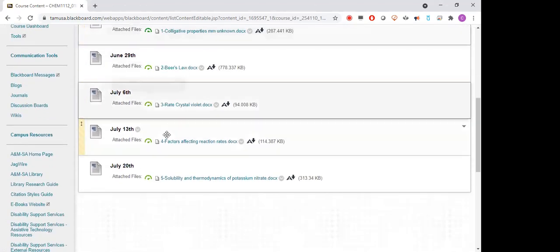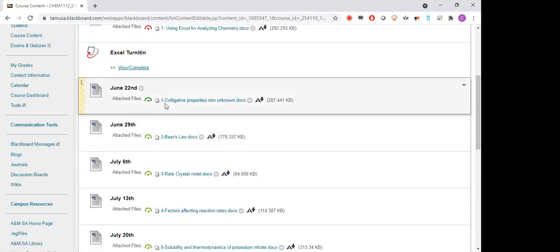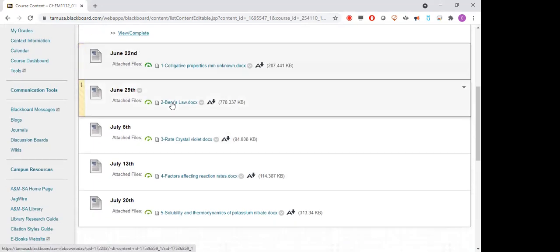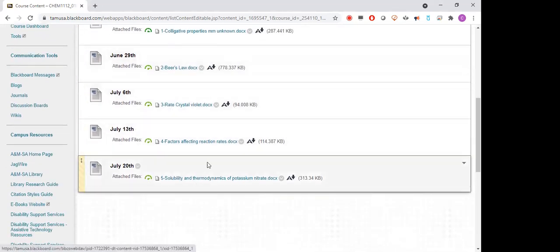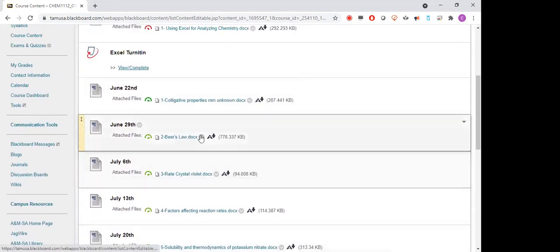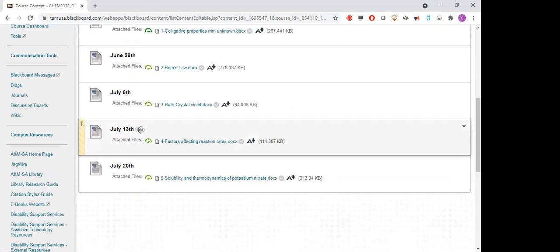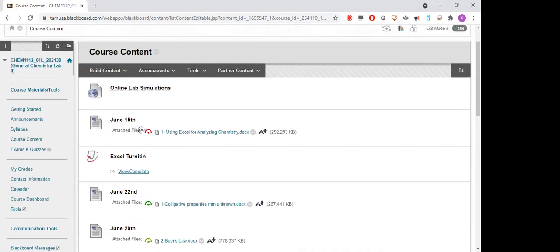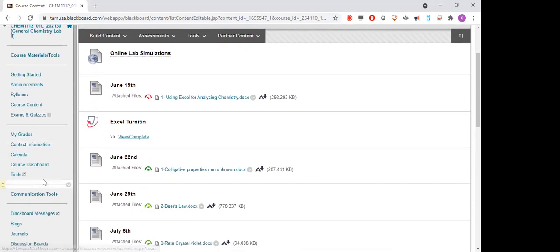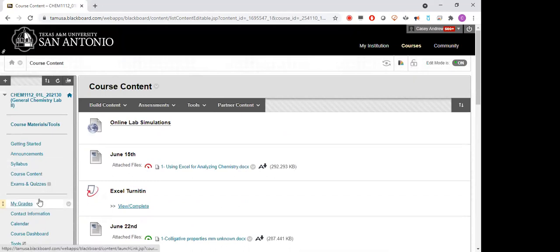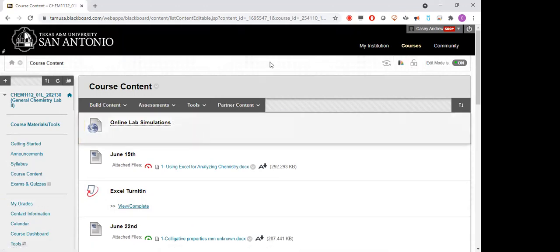The rest of the labs are already posted here. These are all your in-person labs, again, this is for the 01L. Make sure you print these out before coming to lab, and you're going to be handing me the data sheet. Other than that, there's not much for you on the Blackboard side. Of course, your grades. I'll be putting all the grades up on Blackboard so you know where you're at at all times in this class.